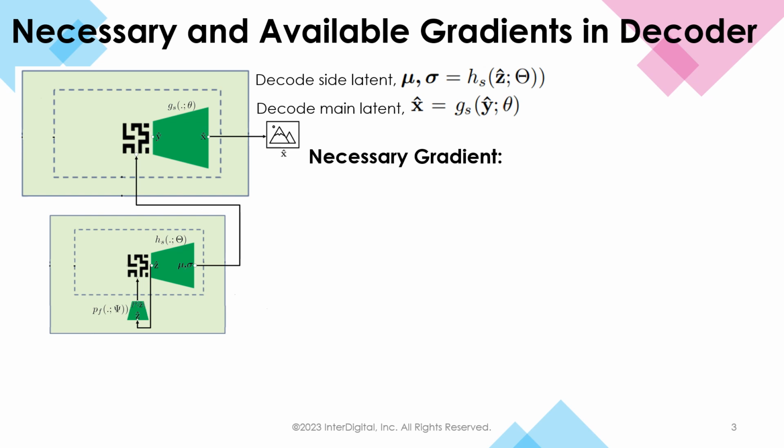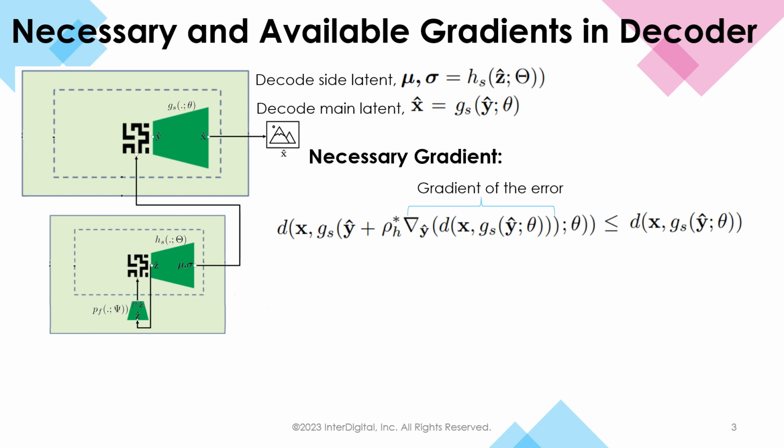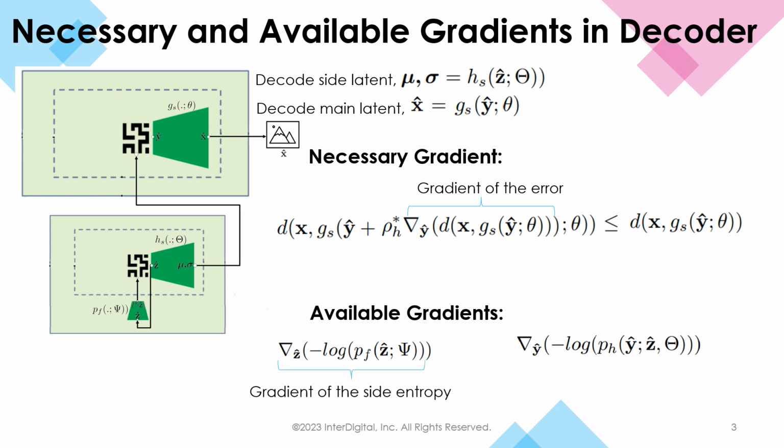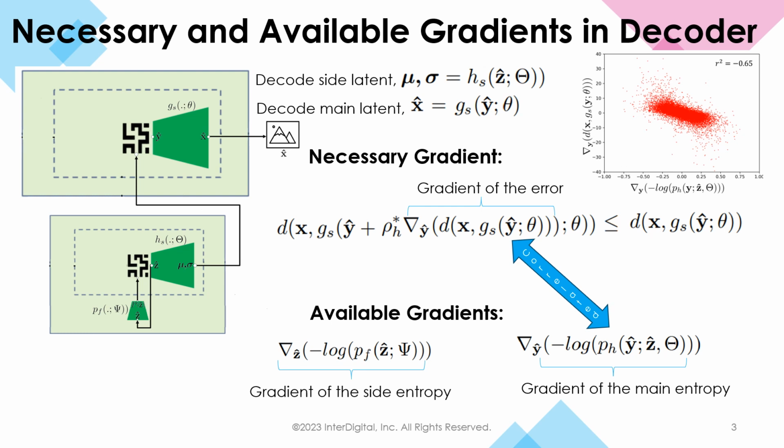Here we are looking for adding something to the latent which decreases the error. For sure, we need to take a step in the negative direction of the gradient of the error to decrease the error. However, the gradient of the error cannot be known by the decoder. On the other hand, the decoder knows the gradient of the side and main entropy. Because these entropy models are available, our contribution is to show that these two gradients are correlated. Thus, we can use the available one as a substitute for the necessary one in order to decrease the error.